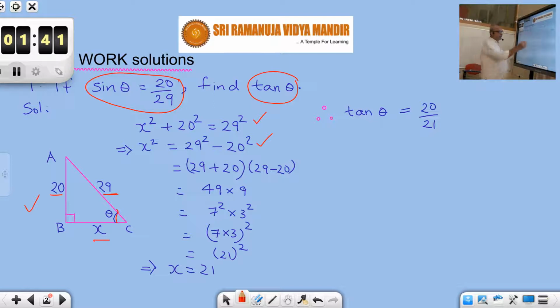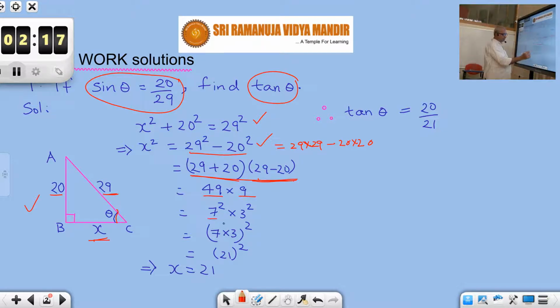So earlier you used to calculate this like this, 29 into 29 is how much? Minus 20 into 20 is 400, like that you have to calculate. You have calculated earlier. But this is a more easier method. A square minus b square is equal to a plus b into a minus b. So 29 plus 20 into 29 minus 20. So 29 plus 20 is 49, 29 minus 20 is 9, 49 into 9.